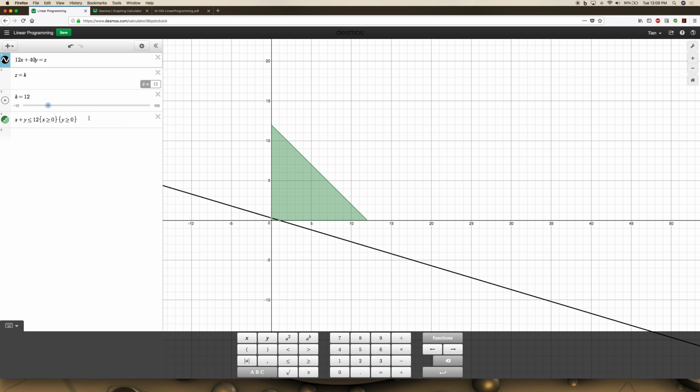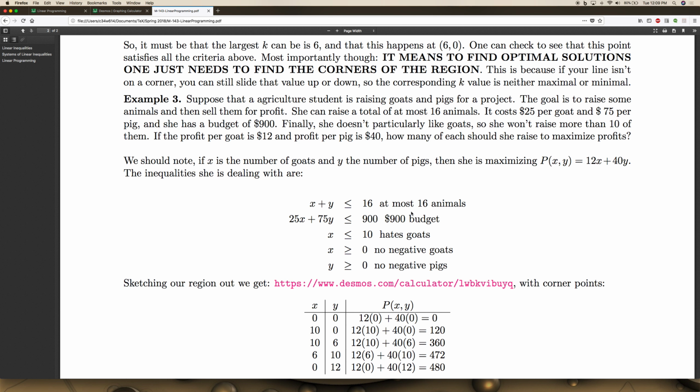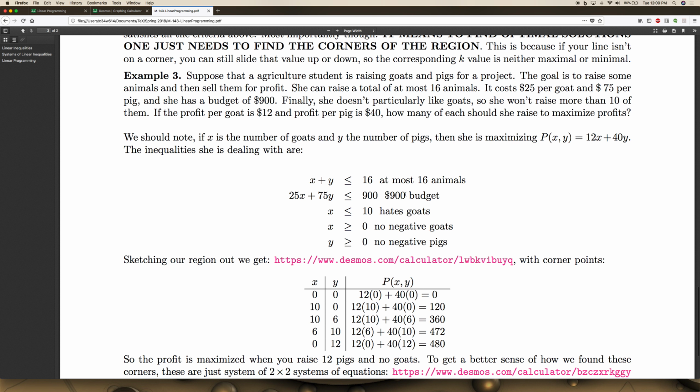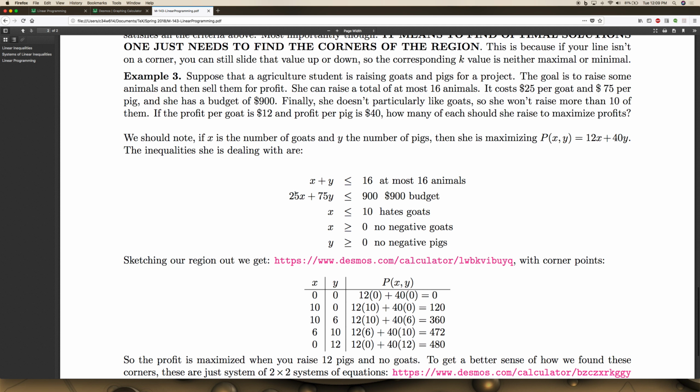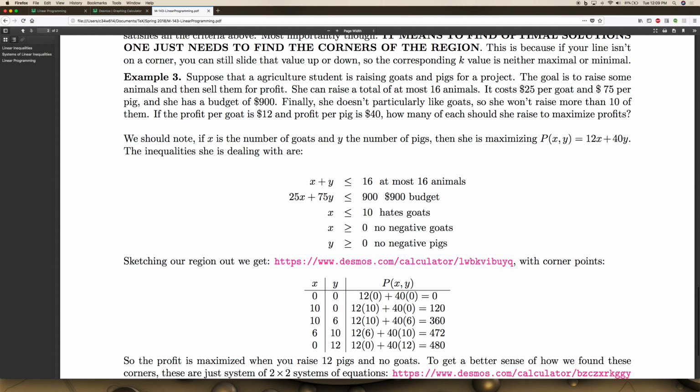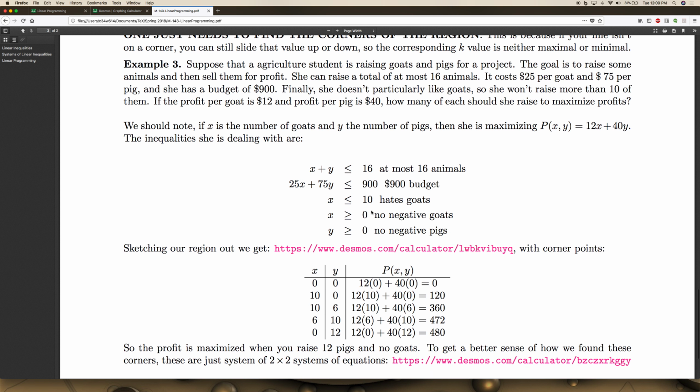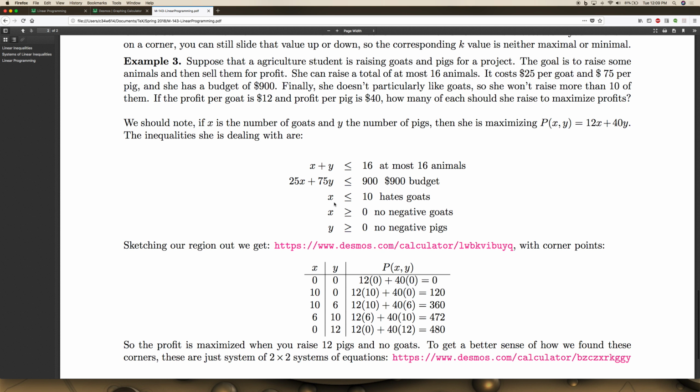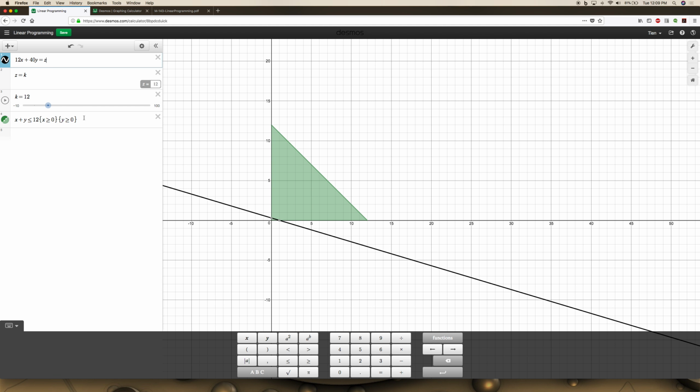All right. And then we probably also want to change up our constraints here. So when we look at our constraints, we say, oh okay, x plus y has to be at most 16, right? Because she can have only 16 animals at most. She can't go over $900 in her budget. She has to have less than 10 goats. And you can't really have negative goats or pigs. So that's like our list of constraints, right? So why don't we go ahead and put that in?